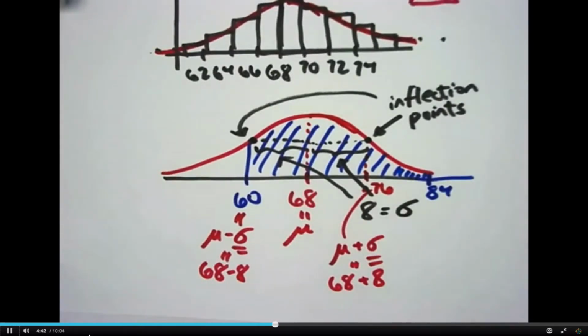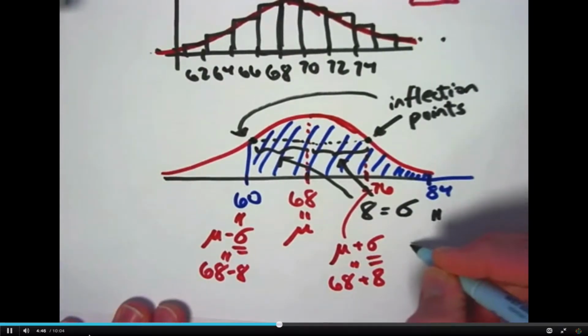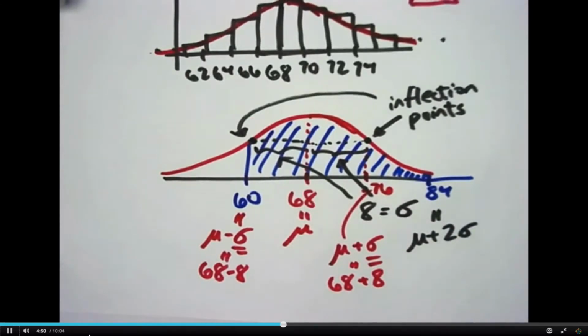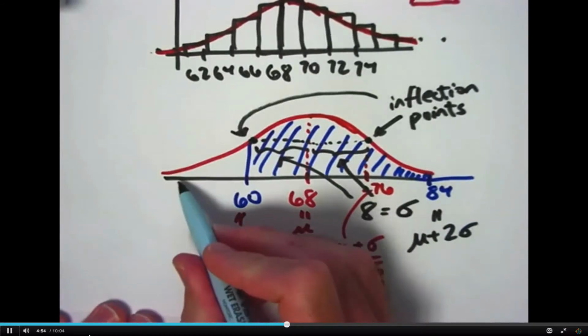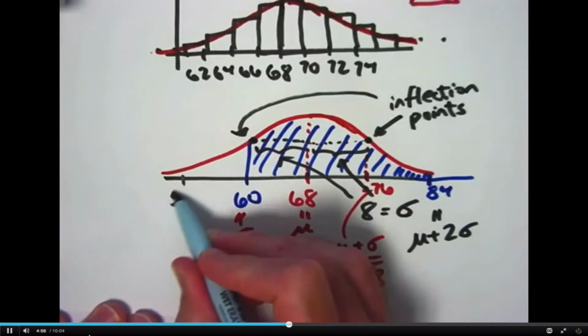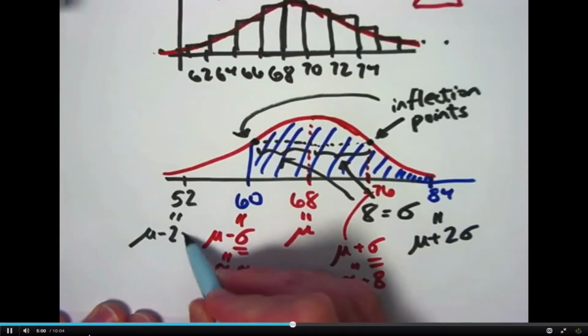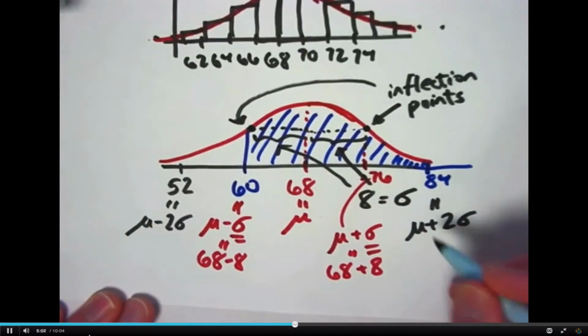84, think about it, is mu plus 2 sigma. That's 2 standard deviations above the mean. There'd be a corresponding number over here at 52, which would be mu minus 2 sigma. 2 times sigma is 16.